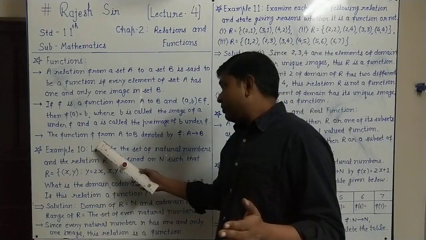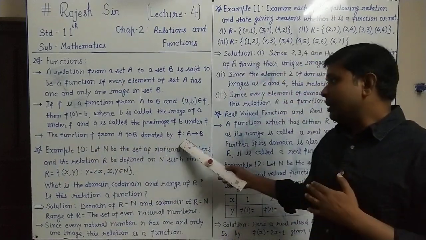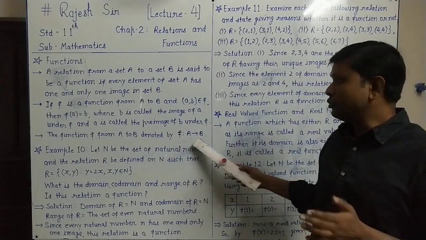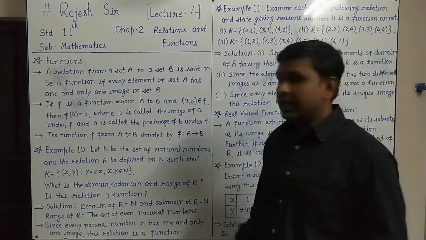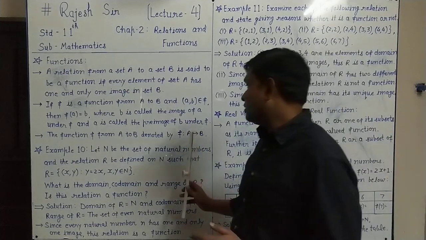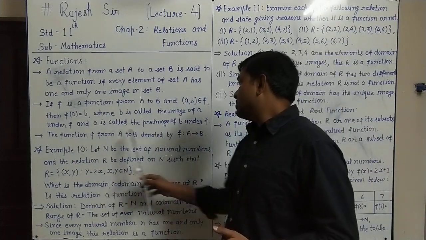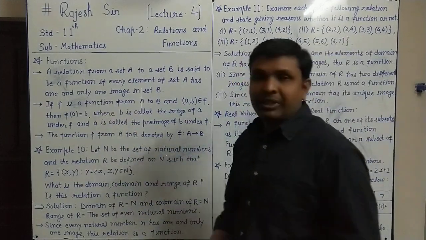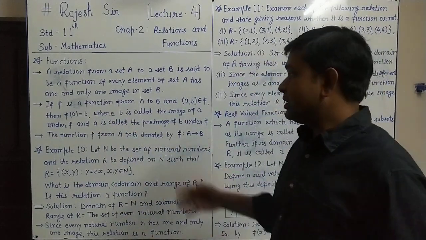The function f from A to B is denoted by f: A → B, and we read it as f from A to B. This is the notation to show that f is a function from A to B. After understanding the definition of a function, we will see some examples.